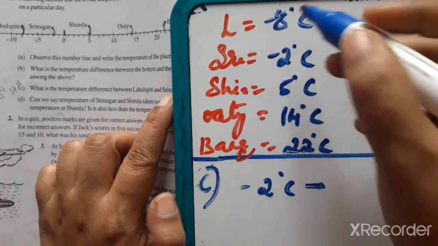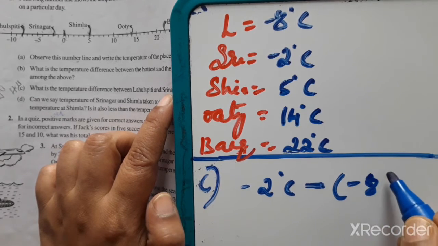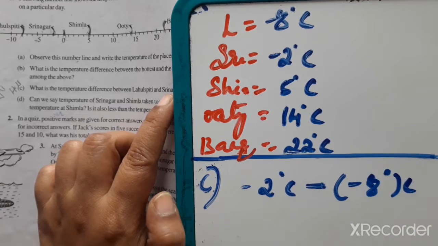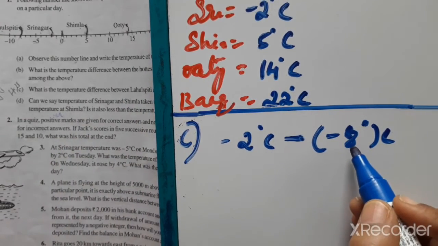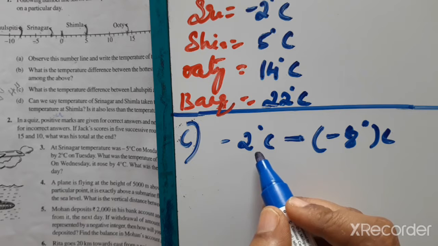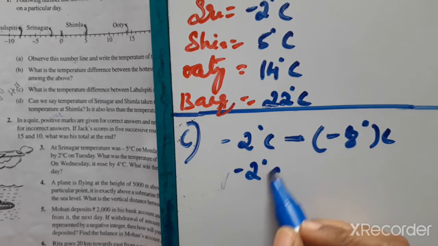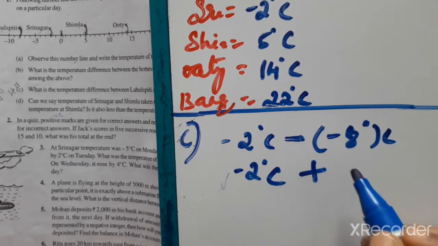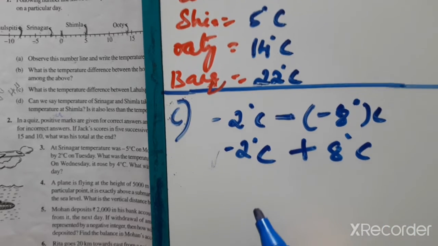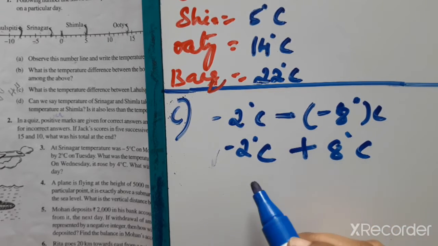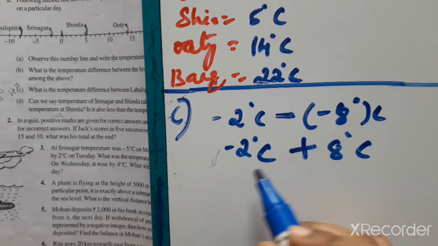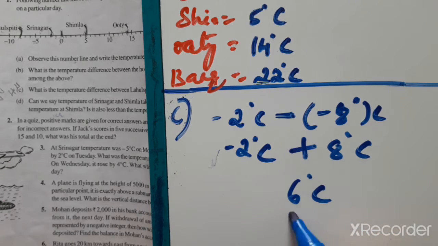So Srinagar temperature, minus 2 degrees Celsius, minus Lauspati's temperature, minus 8 degrees. Minus into minus is plus 8 degrees Celsius. So the answer is 8 degrees and minus 2, meaning subtraction. The difference symbol is subtraction. Answer is 6 degrees Celsius.